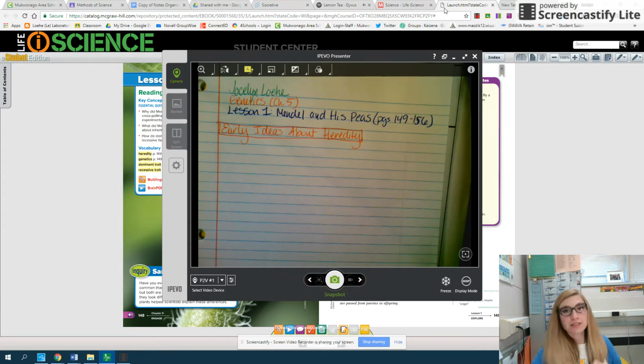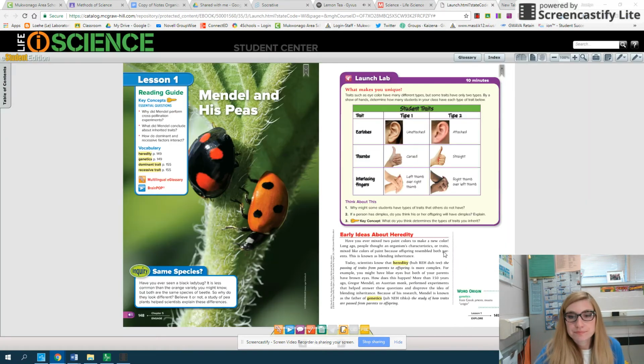All right. So early ideas about heredity. Have you ever mixed two paint colors to make a new color? Long ago, people thought an organism's characteristics or traits mixed like colors of paint because offspring resembled both parents. This is known as blending inheritance. Today, scientists know that heredity, the passing of traits from parents to offspring, is more complex. For example, you might have blue eyes, but both of your parents have brown eyes.